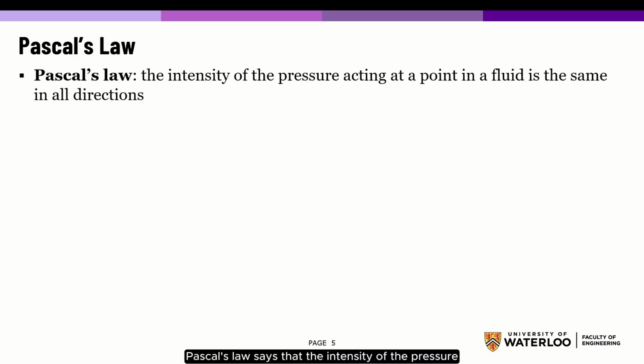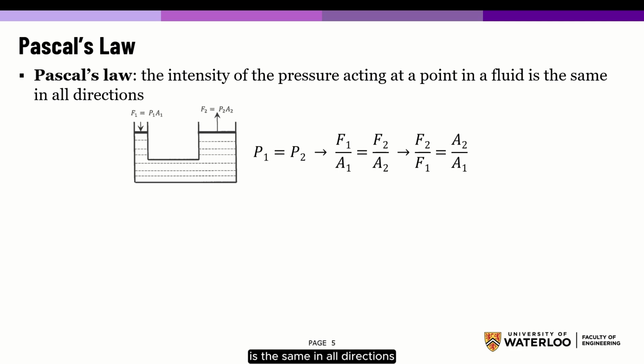Pascal's law says that the intensity of the pressure acting at a point in a fluid is the same in all directions. Here, P1 is equal to P2. This means that F1 over A1 is equal to F2 over A2, and then we can get the ratio F2 over F1 is equal to A2 over A1.